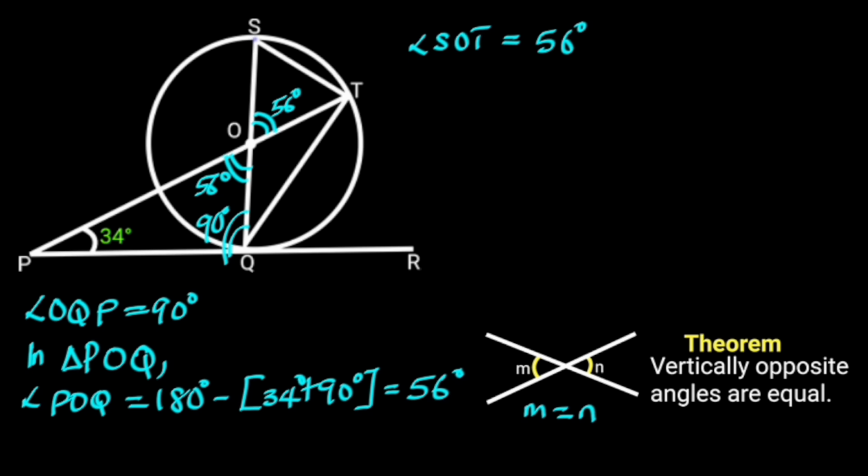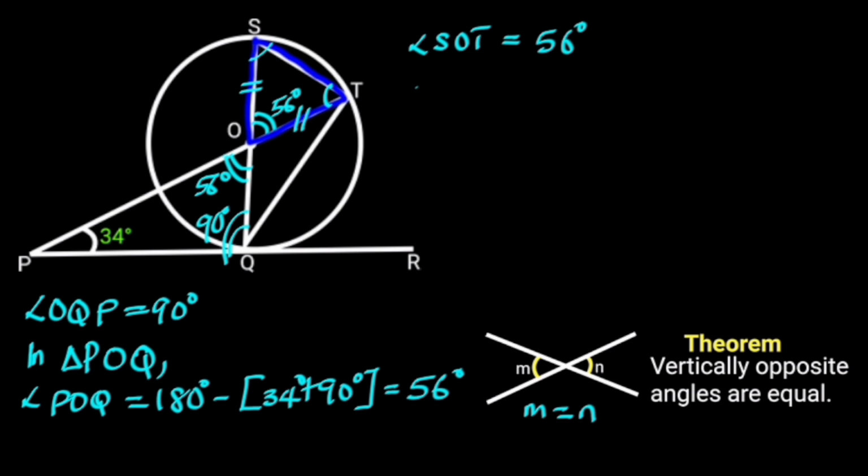Next, let's consider triangle OST. In triangle OST, line OS is equal to line OT. Reason. Both are radii of the circle. Since the two sides of the triangle are equal, it follows that triangle OST is isosceles. So, angle OST is equal to angle OTS. Reason. Base angles of an isosceles triangle are equal.